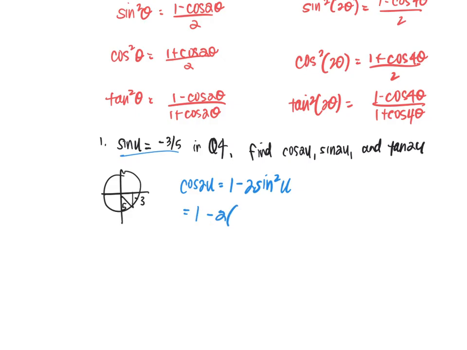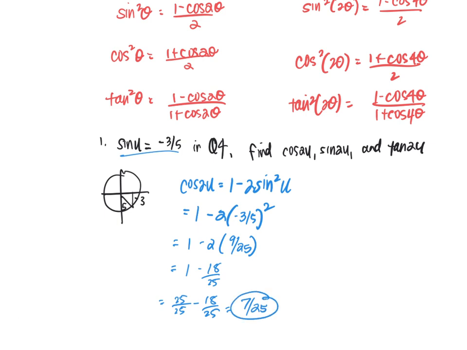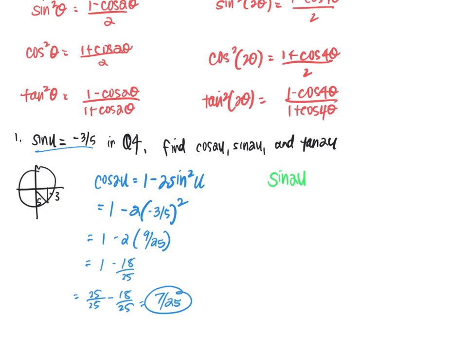And then we can just plug in what we know. Okay, well, 2 times sine squared u would be -3/5 squared. Okay, and then this is going to be 9/25. And then 2 times 9 is 18. And then I'll get the 1 in terms of 25ths, common denominator, to get 7/25.